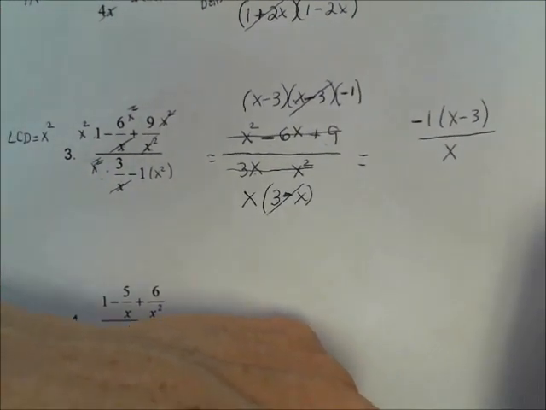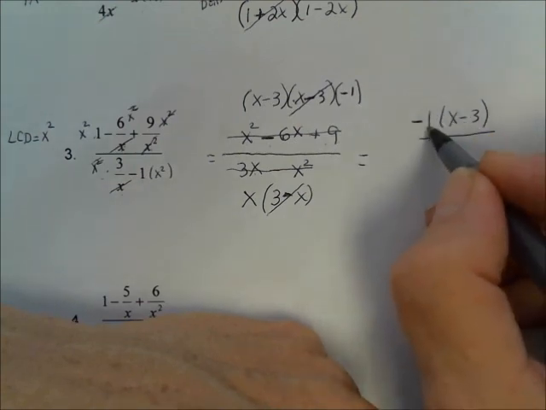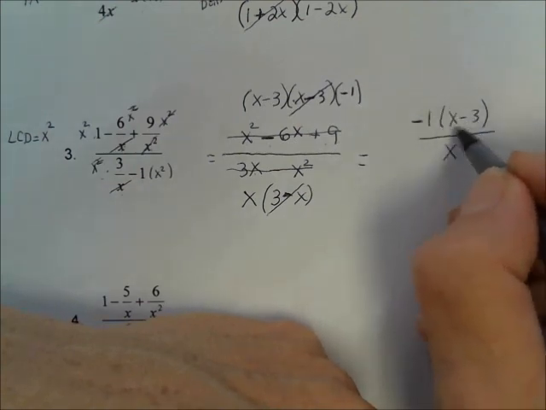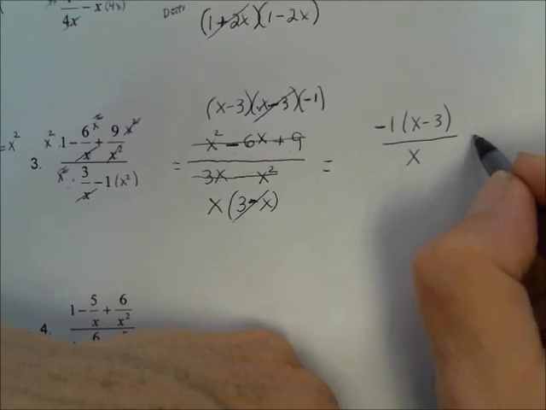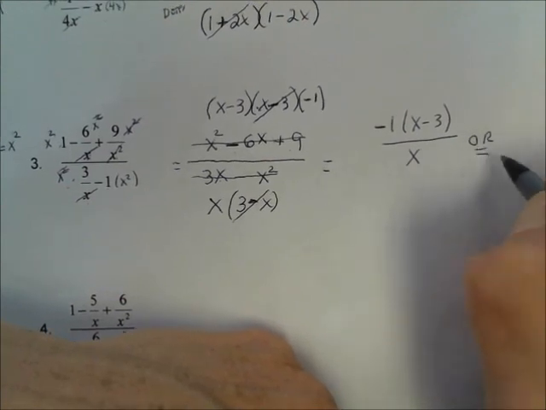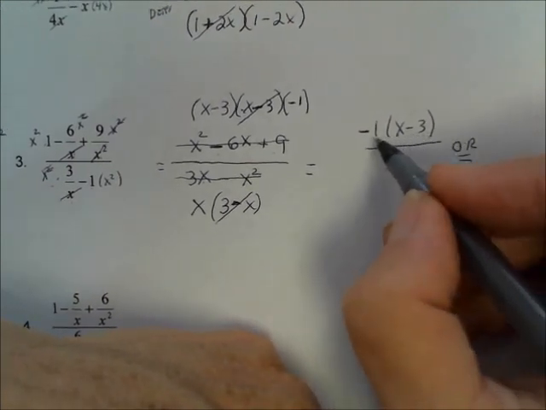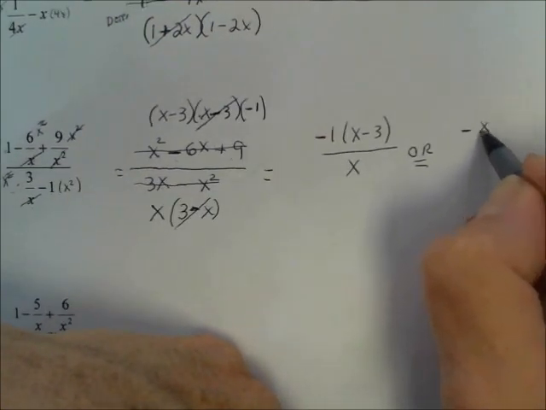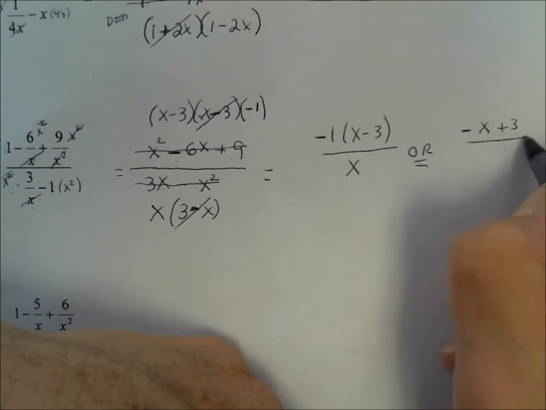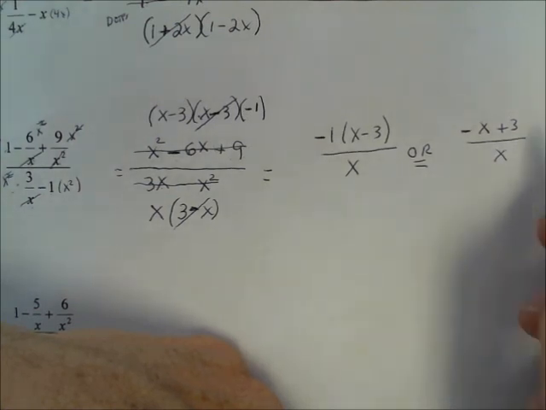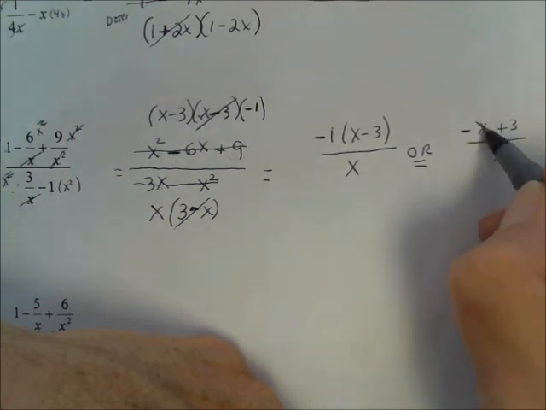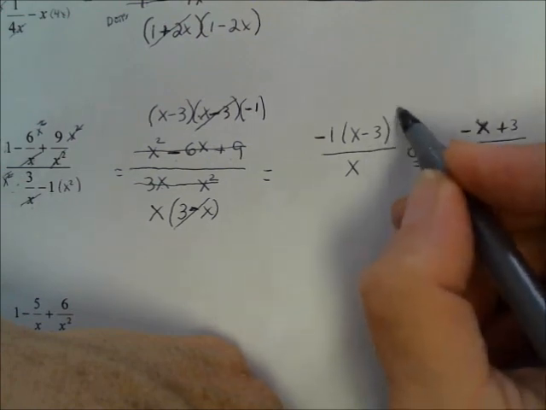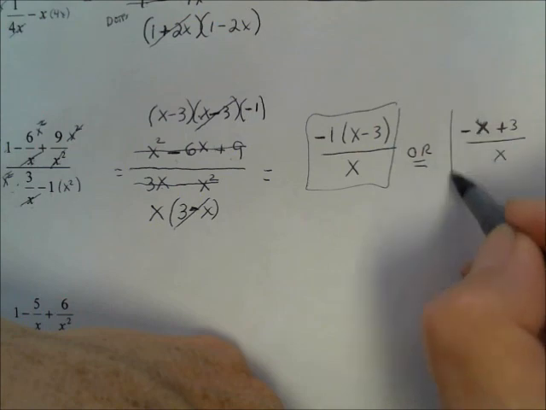That is fine. Or if you don't want to write the 1 there, you can just leave it as negative parentheses x minus 3. Or if you're really ambitious and you want to do some more work, you can distribute this negative 1 and call it negative x plus 3 all over x. But don't cancel those x's, because this x up here is a term because it's next to that plus sign. So either one of these is correct. It doesn't really matter how you write it.